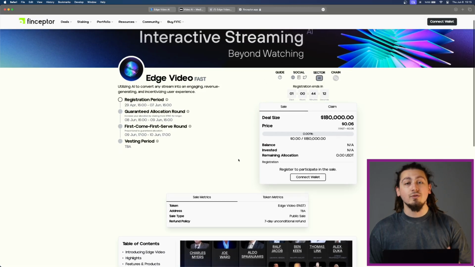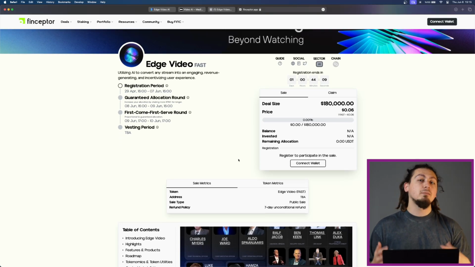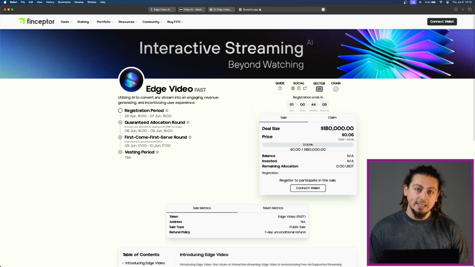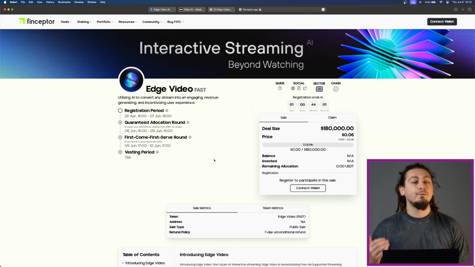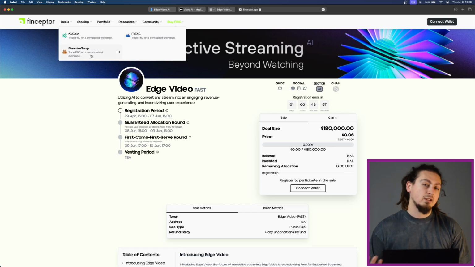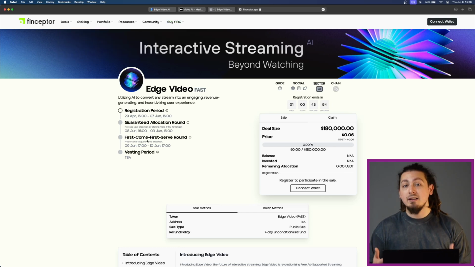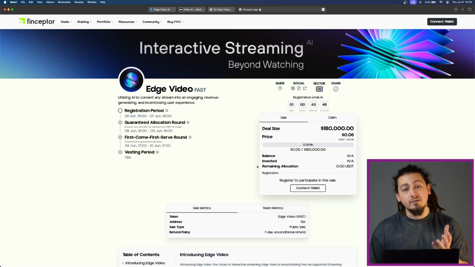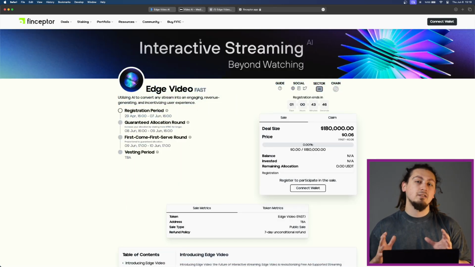This IDO is conducted by Finceptor, which is one of the most trusted IDO platforms and one of the most rewarding IDO platforms that you can find in the crypto landscape. This works by investing and staking FIN tokens into your ecosystem, and so you will also get passive benefits by doing that. And you will be able to join IDOs such as this Edge Video AI FAST token IDO.